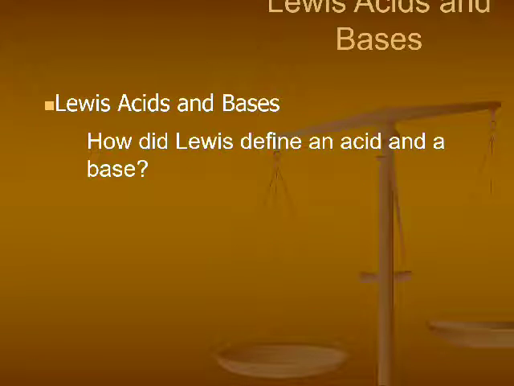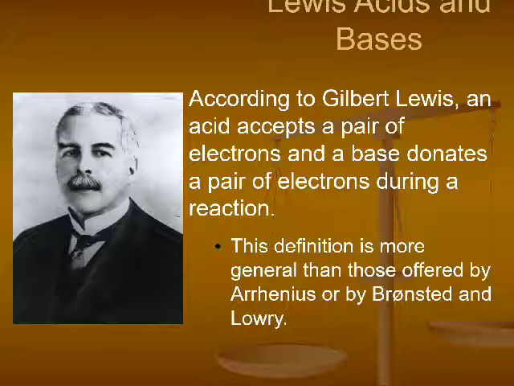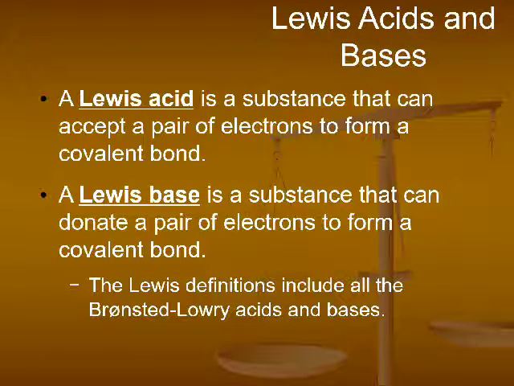So let's proceed to Lewis acids and bases. How did Lewis define an acid and a base? According to him, an acid accepts a pair of electrons and a base donates a pair of electrons during a reaction. This definition is more general than those offered by Arrhenius or by Bronsted and Lowry. A Lewis acid is a substance that can accept a pair of electrons to form a covalent bond, while a Lewis base is a substance that can donate a pair of electrons to form a covalent bond. The Lewis definitions include all the Bronsted-Lowry acids and bases.